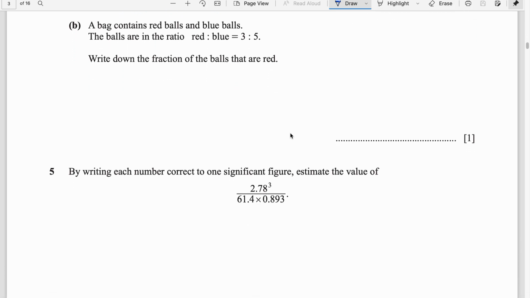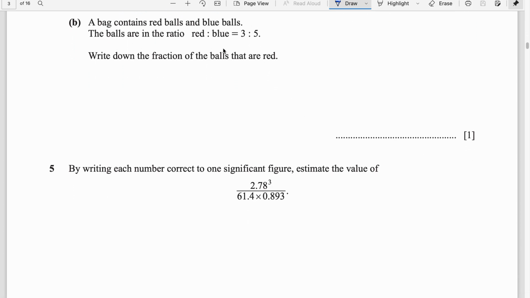A bag contains red balls and blue balls. The balls are in the ratio red and blue. Write down the fraction of balls that are red. So red are actually 3 out of 8. So the fraction is 3 by 8.